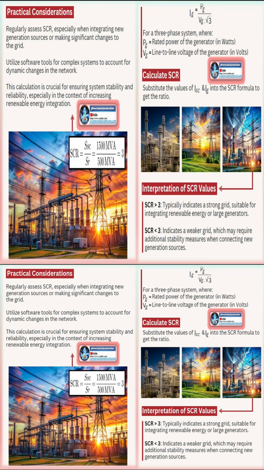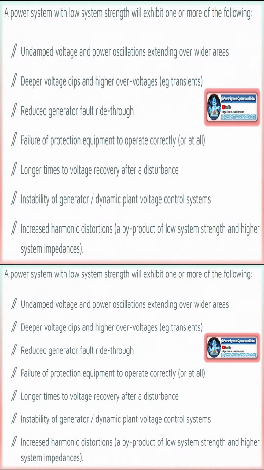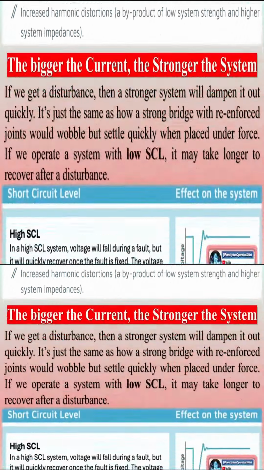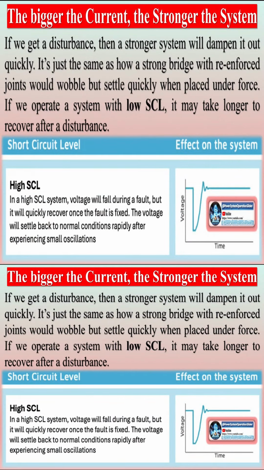The short circuit ratio, SCR, is a measure used in power systems to indicate the strength of the grid relative to the connected generation capacity. It is defined as the ratio of the short circuit current at a particular point in the system to the full load current of the connected generators. A higher SCR indicates a stronger grid, while a lower SCR suggests a weaker grid.